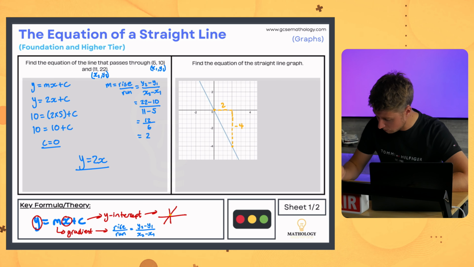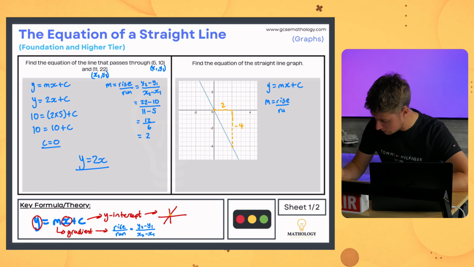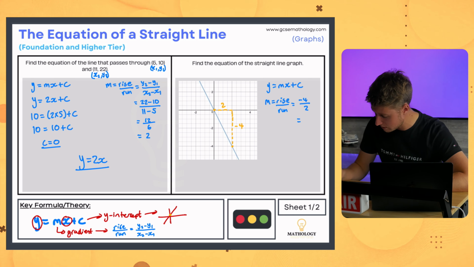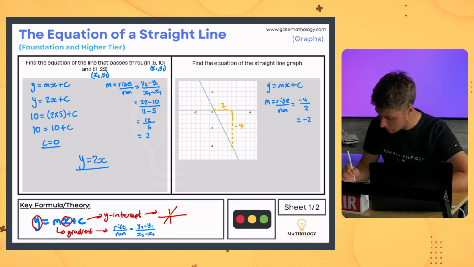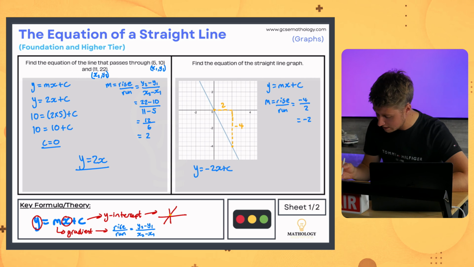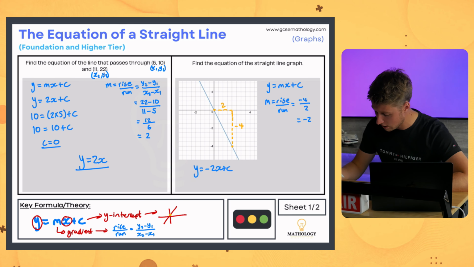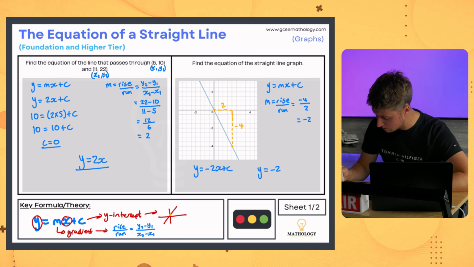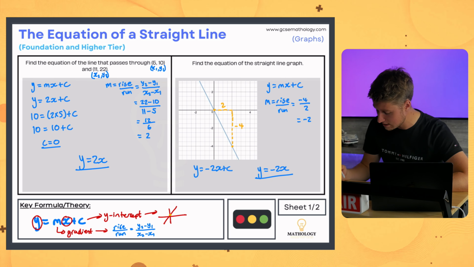If you recall, we've got y equals mx plus c for the equation of a straight line. m is equal to the rise over the run. The rise is -4 and the run is 2. If we divide these two numbers, we get -2 as our m value. So y is equal to -2x plus c. To get c, when we're interpreting a straight line on a graph, we look at where it crosses the y-axis. This is the y-axis here, and it crosses the y-axis at 0. So the equation of this straight line is y equals -2x, because the y-intercept in this diagram is 0.